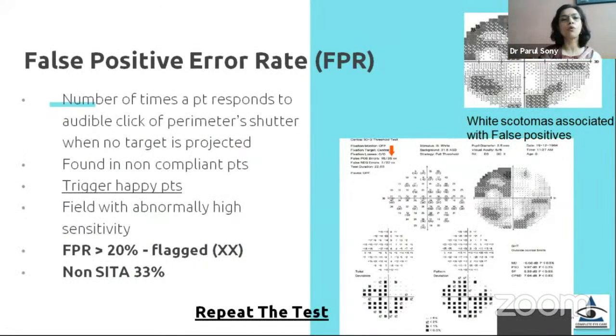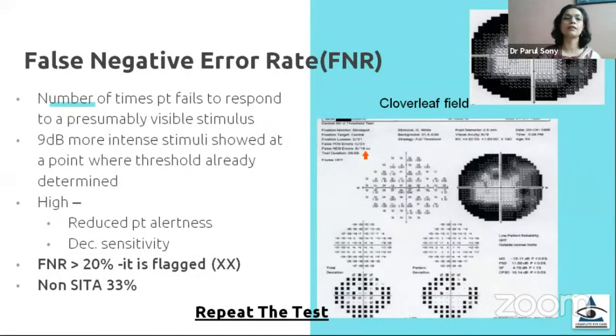Now, the other thing is false positive errors. Sometimes patients are very anxious and they continue to press the trigger despite the fact that there is no projection of any stimulus. In such a case, the machine labels these false positive errors, and if they are more than 20%, they are flagged as double cross in a CETA standard. And if they are more than 33% in a full threshold, then they are flagged as double crosses. In such a case, again, you have to repeat the test.